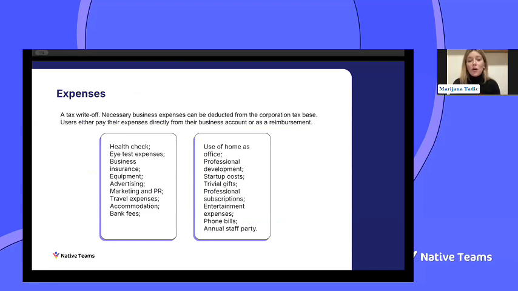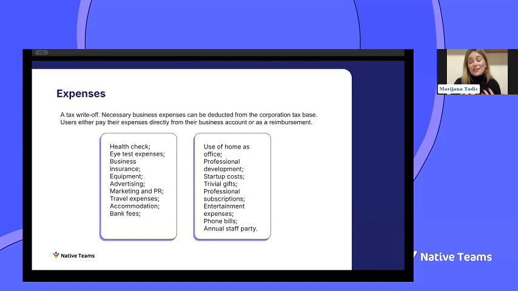Okay. On this slide, we have an explanation and presentation of some of the business expenses which are actually tax deductible, meaning that on tax deductible expenses, users' companies do not have to pay corporation tax. So as you can see, it's a tax write-off.